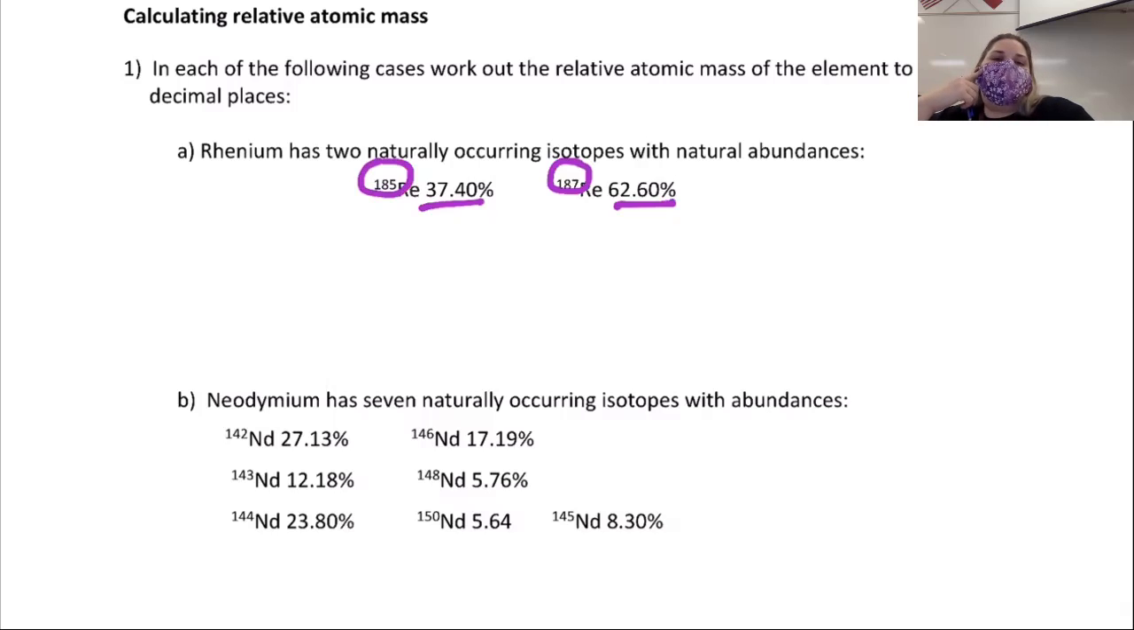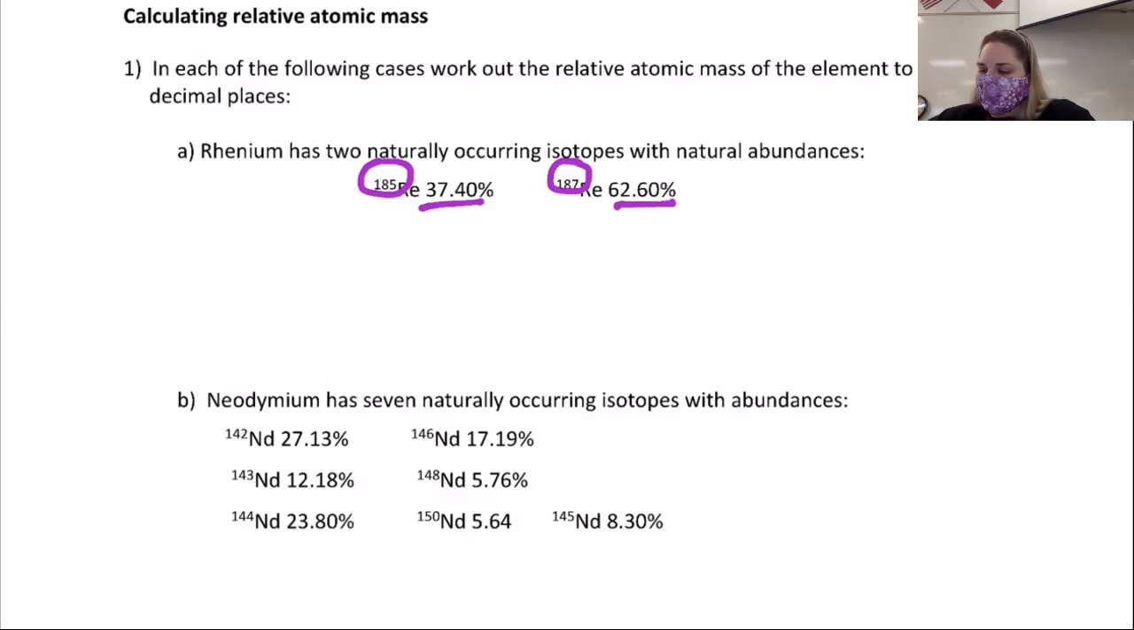Looking at these, which one do you think the average is going to be closer to? The rhenium 185 or the rhenium 187? It's not like they're equal, right? It's not like we're just adding them up and dividing by 2 like a normal average. We're not going to add 185 and 187 and divide by 2 to get 186. That's not what's going to happen. We're going to have to use those percentages. So look at the percentages. Which percentage is higher?